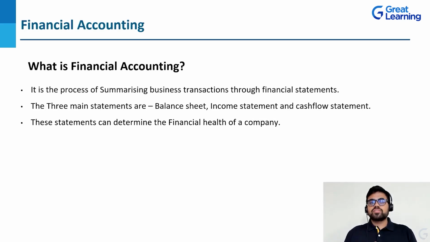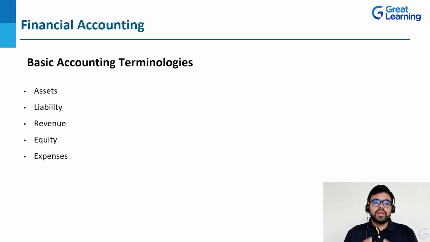Before talking about these financial statements in depth, let's talk about the basic terms and terminologies used in the accounting world. There are mainly five types of accounting terminologies: asset, liability, revenue, equity, and expenses. So let's look at what an asset is.